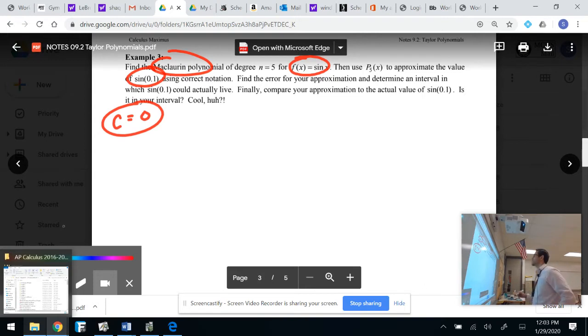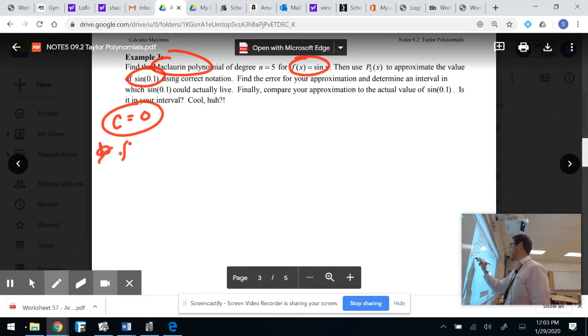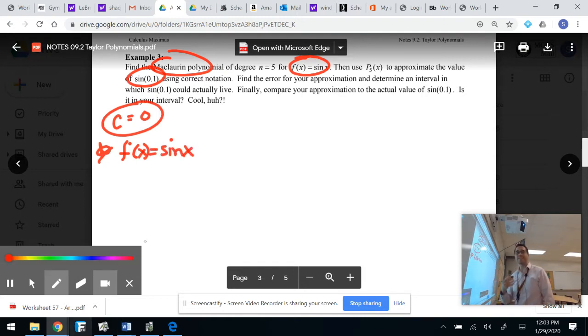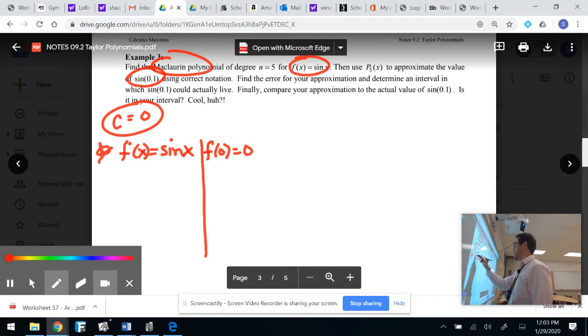Now, to do this stuff, I'm going to have to find some derivatives. So I think it's nice to do this little column I'm about to show you. Do a little side work. So we got f of x. What's f of x? f of x is equal to sine x. And guess what? To do this right, I'm going to need those coefficients. I'm going to have that formula that's on the other page, so make sure you look at it, okay? And then I'm going to also have to know what f of 0 is. And f of 0, we already know, is 0. That's not prime, that's f.